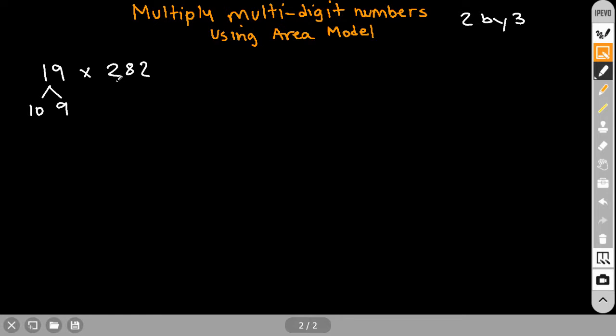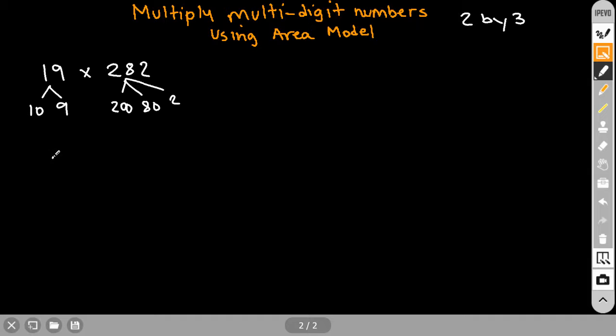Here we have hundreds too. So this would be decomposed as 200 plus 80 plus 2. So each place, 282. This is the difference from yesterday. We had only 2 and 2 because it was 2 by 2.